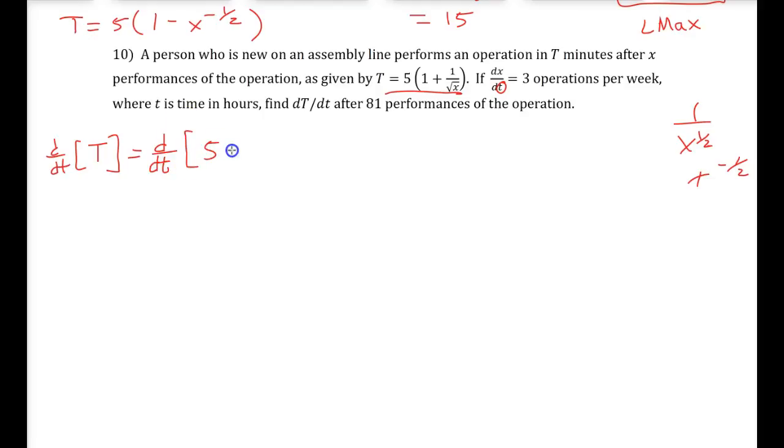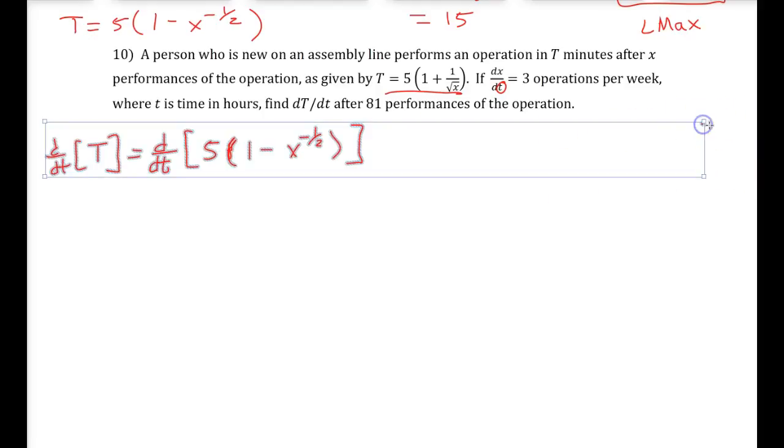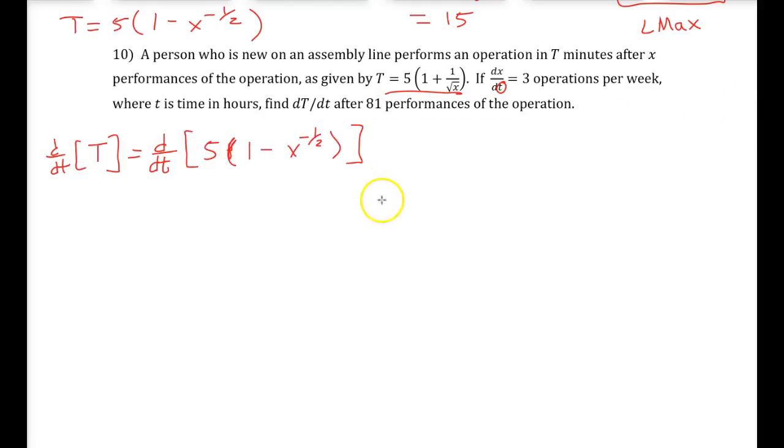That will be 5 times 1 minus x raised to the negative 1/2. I'll go ahead and get rid of this here. Just erase that. All right, and so now, at least on this right side here, we know that we're going to ignore that constant. And we're just going to have 1 minus x raised to the negative 1/2.